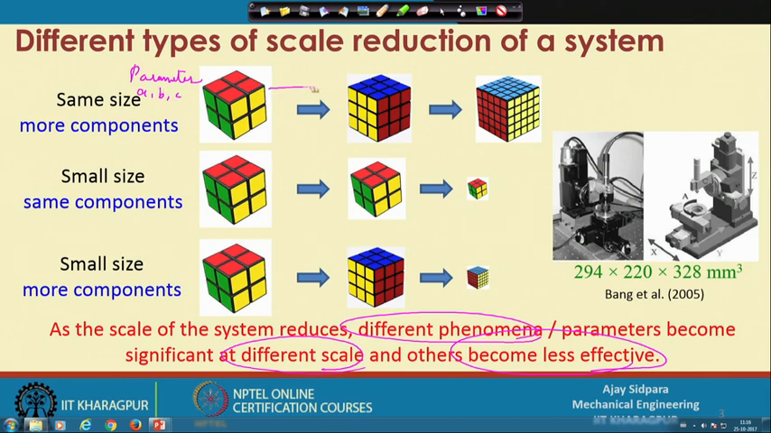Now, if you keep the size constant, but add more components, this may not be useful. Here something D, E and F parameters become significant. If you further reduce, something here X, Y, Z becomes important. So, as the scale is scaled down, different parameters play different roles at different scales. Suppose gravity is important at a bigger size, but if you see gravity at a smaller scale, we will see some examples, it does not make any difference. So, these are the important things. The scaling law will tell us which parameter will affect which way in different systems.